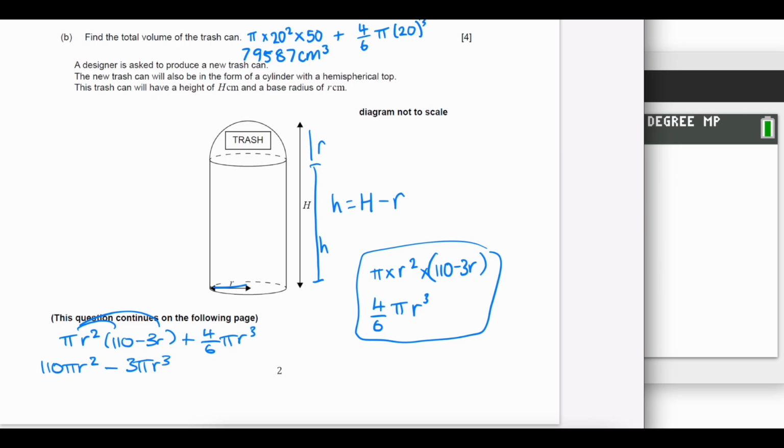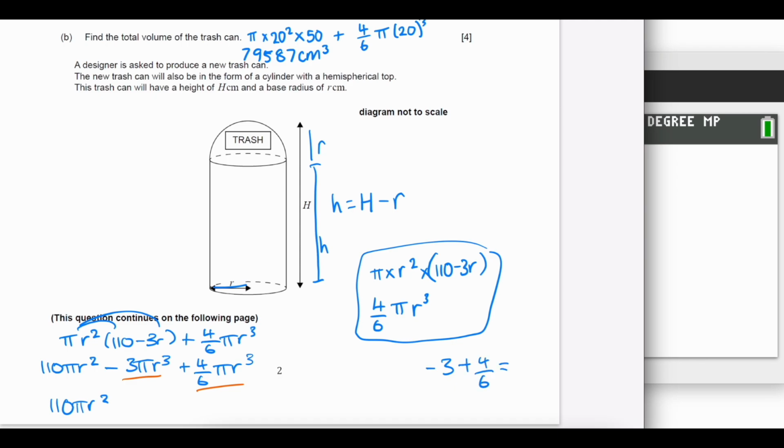Okay, I've got the r squared times the r, and then I have to add on to that 4/6 of pi r cubed. And you can see there I've got 2 r cubes. So I have an r cubed term and an r cubed term, so I can collect those together, collecting my like terms. So I have 110 pi r squared, and then I'm just going to type into my calculator minus 3, which is how many pi r cubes I have, plus 4/6 to find out how many pi r cubes I have.